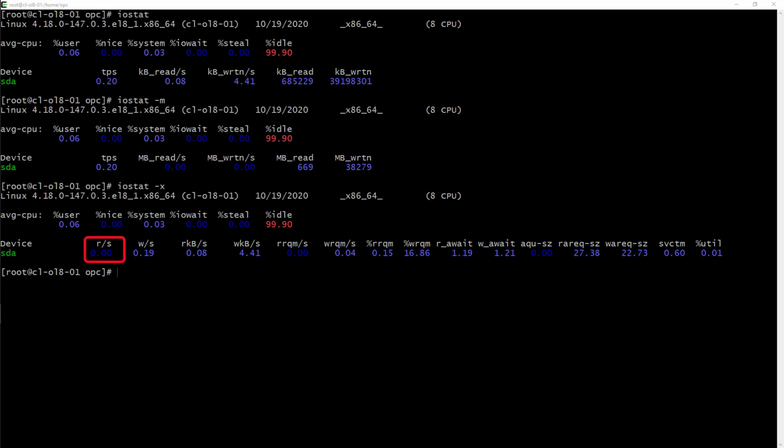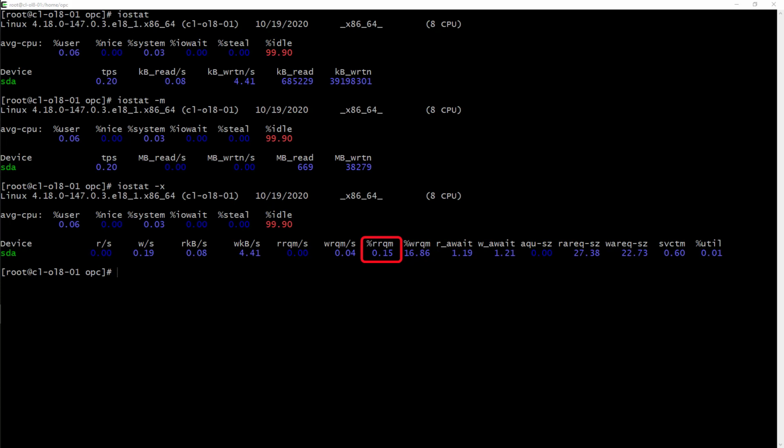r/s is the number of read requests that were issued to the device per second. w/s is the number of write requests that were issued to the device per second. rkB/s is the number of kilobytes read from the device per second. wkB/s is the number of kilobytes written to the device per second. rrqm/s is the number of read requests merged per second that were queued to the device. wrqm/s is the number of write requests merged per second that were queued to the device.